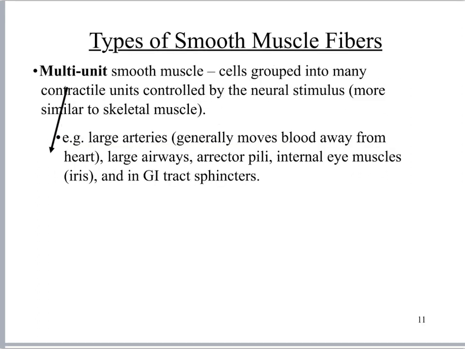And then you have multi-unit smooth muscles, which we're not going to spend a whole lot of time on. All I basically want you to know is that the arrangement is a little bit different, whereas single unit is really about the syncytium and the gap junctions working together. Multi-unit is going to cluster cells which are controlled by a neural stimulus. So it's actually a little bit more similar to skeletal muscle and the neuromuscular junction. It's going to be in some of these larger structures like arteries and sphincters and stuff like that. Okay, and that's about it.